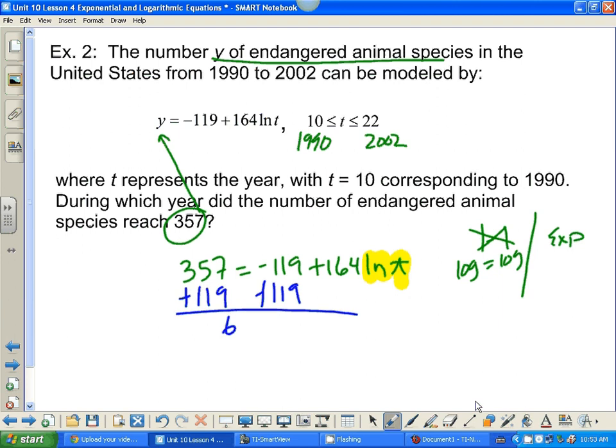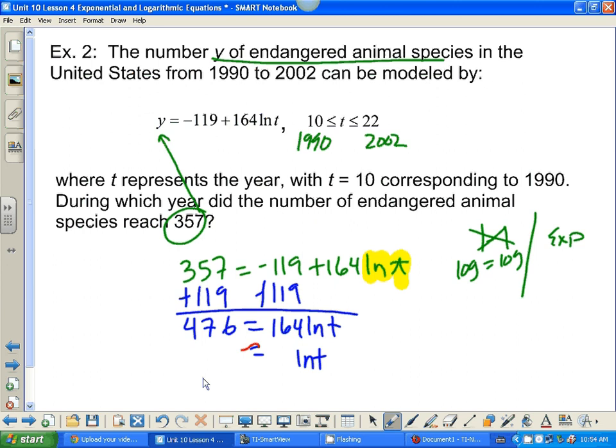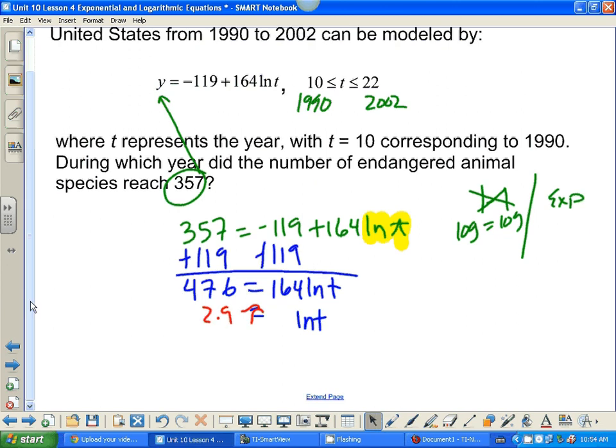So what does that give me? 357 plus 119 is 476. Okay. So then the natural log of t is going to equal 476 divided by 164. So that's approximately 2.9. Okay. So now I'm going to exponentiate. Remember, the natural log of t means that we're actually having an assumed base of e. So e, a log is an exponent, so that 2.9 is going to equal t.